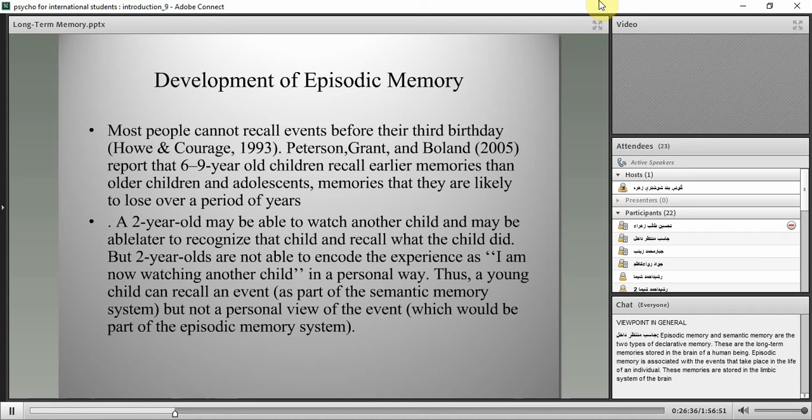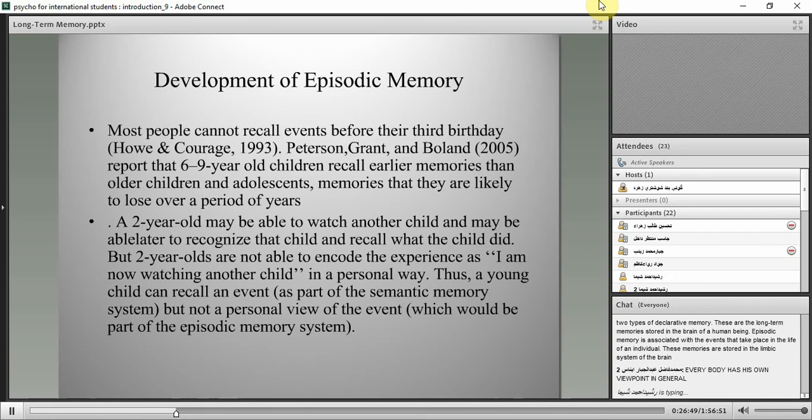The memories that they are likely to lose over a period of years. I'm sure you agree that, of course, there may be some people who are exceptional in remembering the events and their personal experiences before the age of 3, but on average, we cannot remember much from that time. This means that, at that time, our episodic memory has not been developed yet, right?